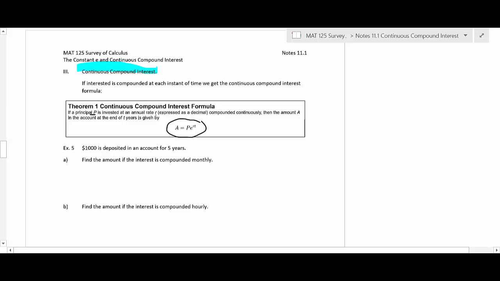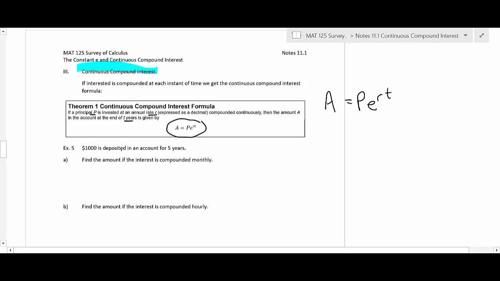P is your principal, R is your interest rate as a decimal, and T is your time, like that. To help you remember this, I think of the Pert shampoo. So it's the Pert formula, P-E-R-T. It's a real simple formula to use.